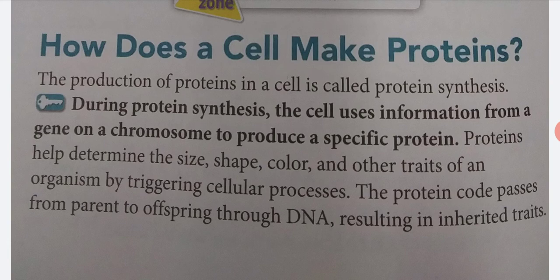Proteins help determine the size, shape, color, and other traits of an organism by triggering cellular processes. The protein code passes from parent to offspring through DNA, resulting in inherited traits.